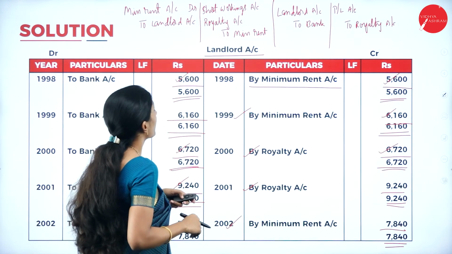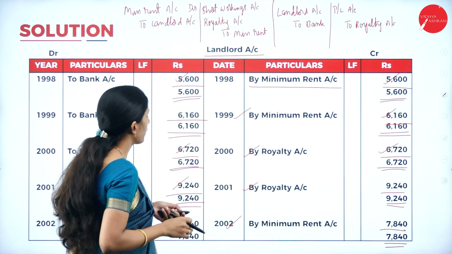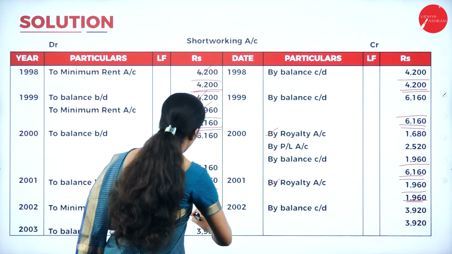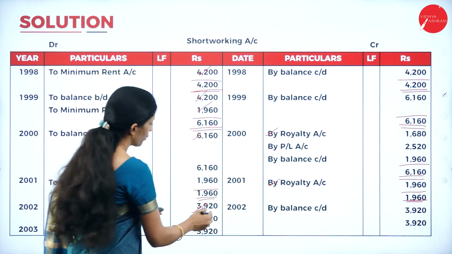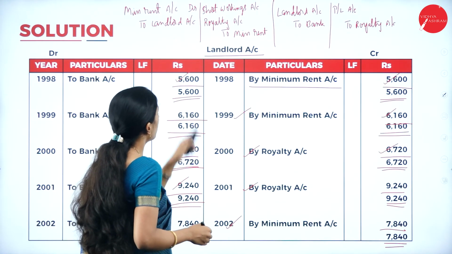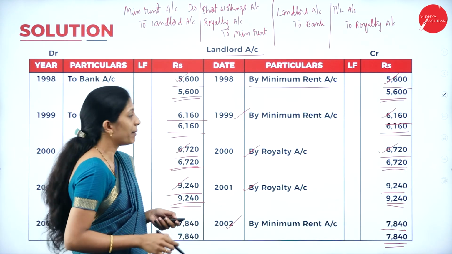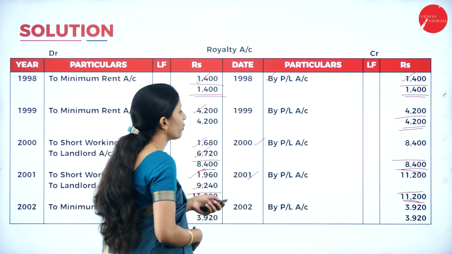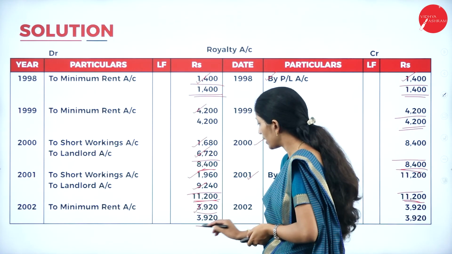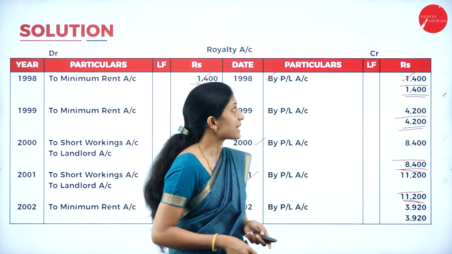Next, under short workings, how do you write? To minimum rent. Under short workings, you will write it as to minimum rent 3,920. Next, under royalty, you will write to minimum rent. So under royalty also, you will write it as to minimum rent 3,920. Hope you are clear with the second entry.